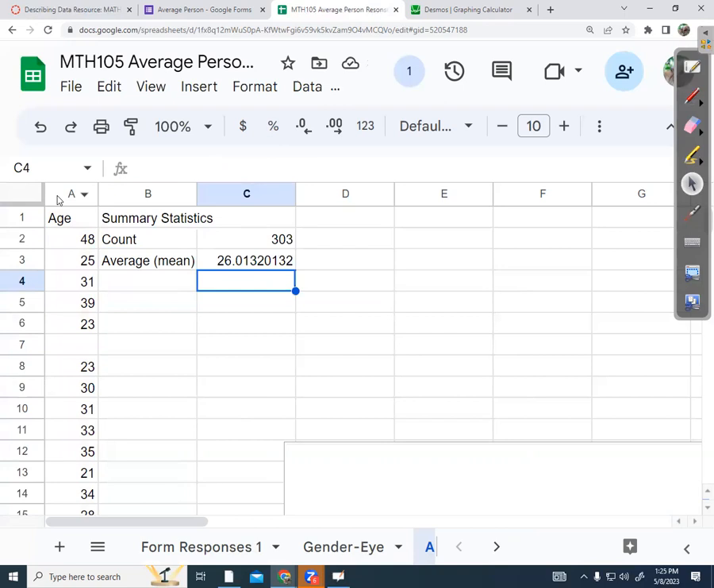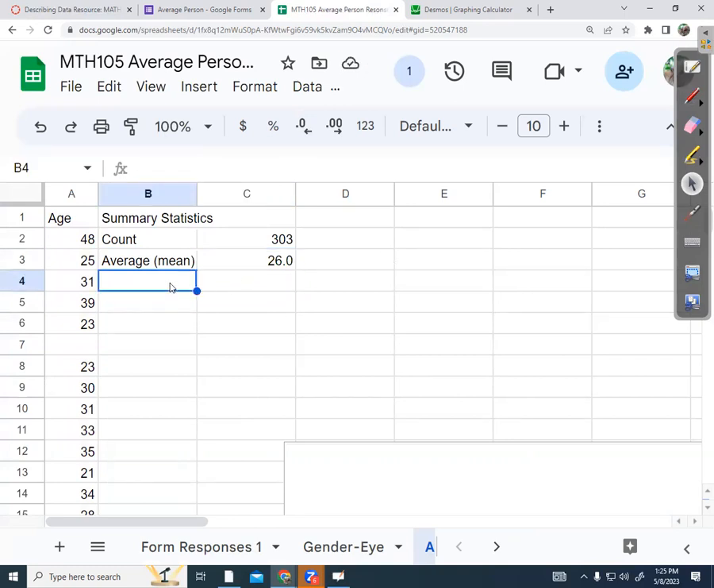The rounding rule in statistics is 1 more decimal place than what the data shows. So if my data is all whole numbers, then I should round the average to the nearest 10th. So I'm just going to decrease decimals there. So we would say the average is 26.0.